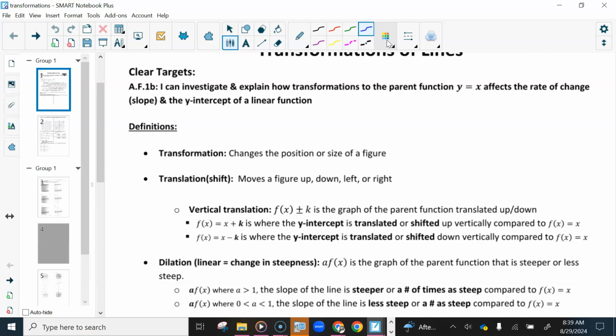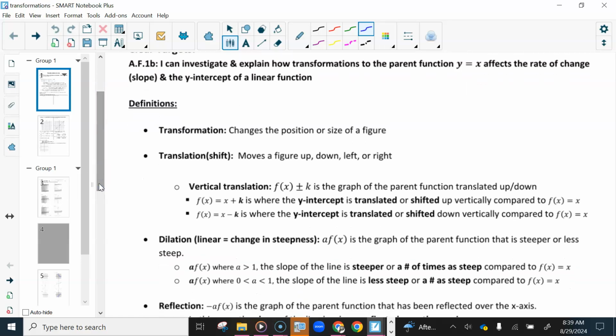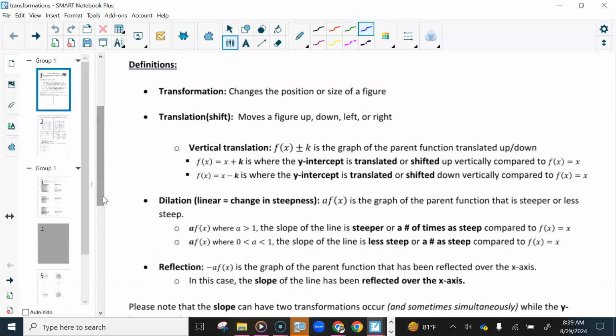So you'll do transformations in geometry as well, but with shapes. And then we'll talk about specific types of transformations. When you move a figure up, down, left, right, that's a shift or a translation. Anyone heard that word before, translation? Yes, okay. And then we're just going to talk about vertical translation for now. We'll get to horizontal later.